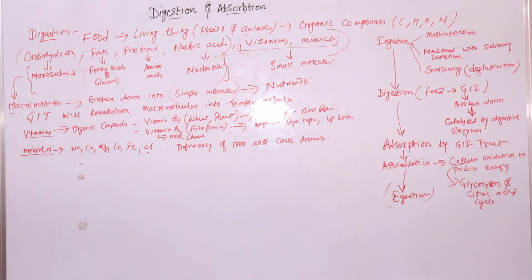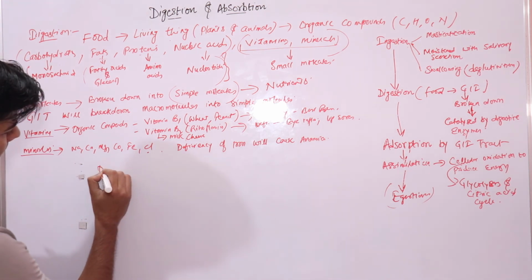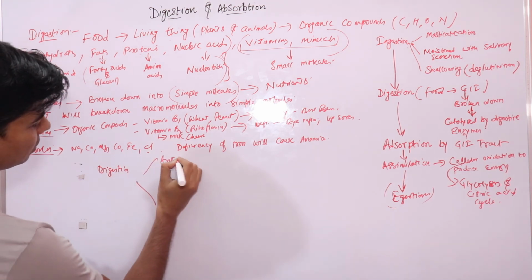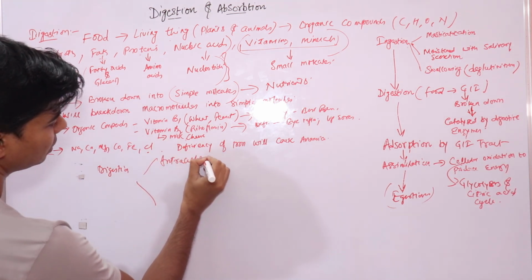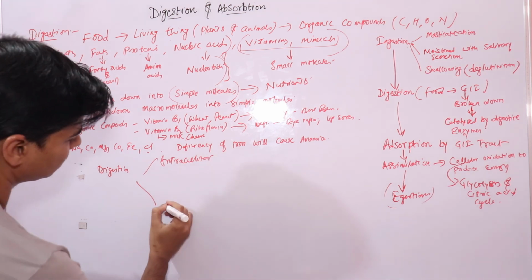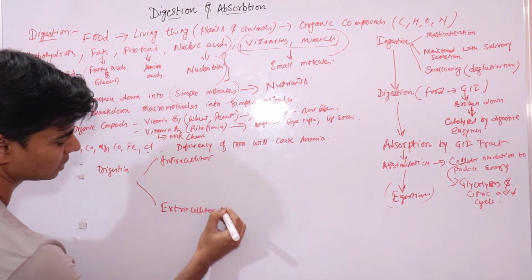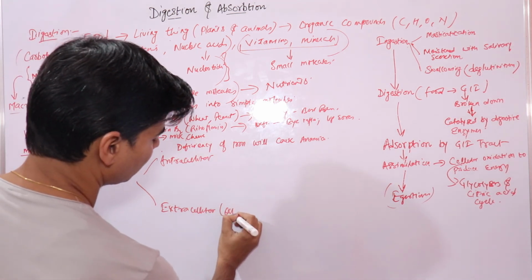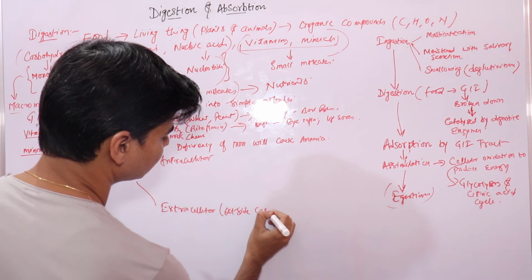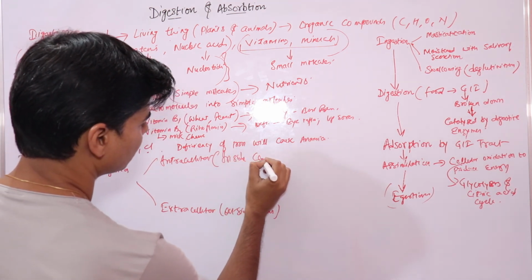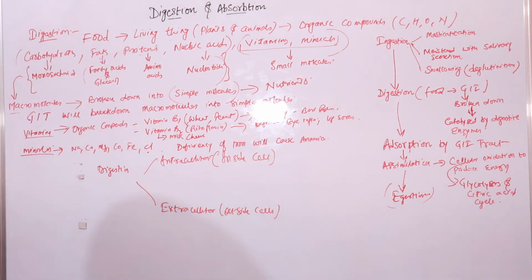Now we are done almost with the digestion. Now we have two types of digestion. First is the intracellular. When we say intracellular, it means within the cell. The second is the extracellular. Extracellular means outside the cells, and this is inside the cell.